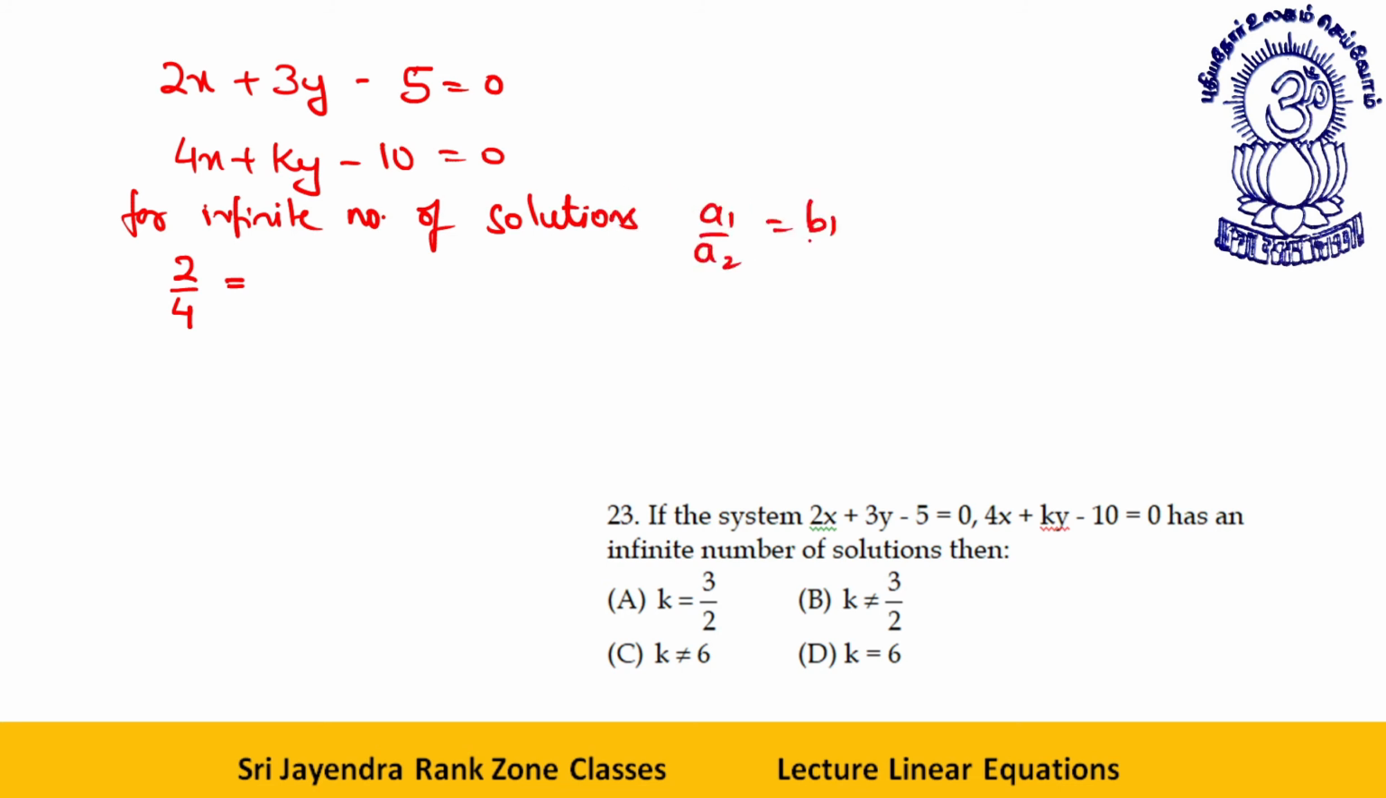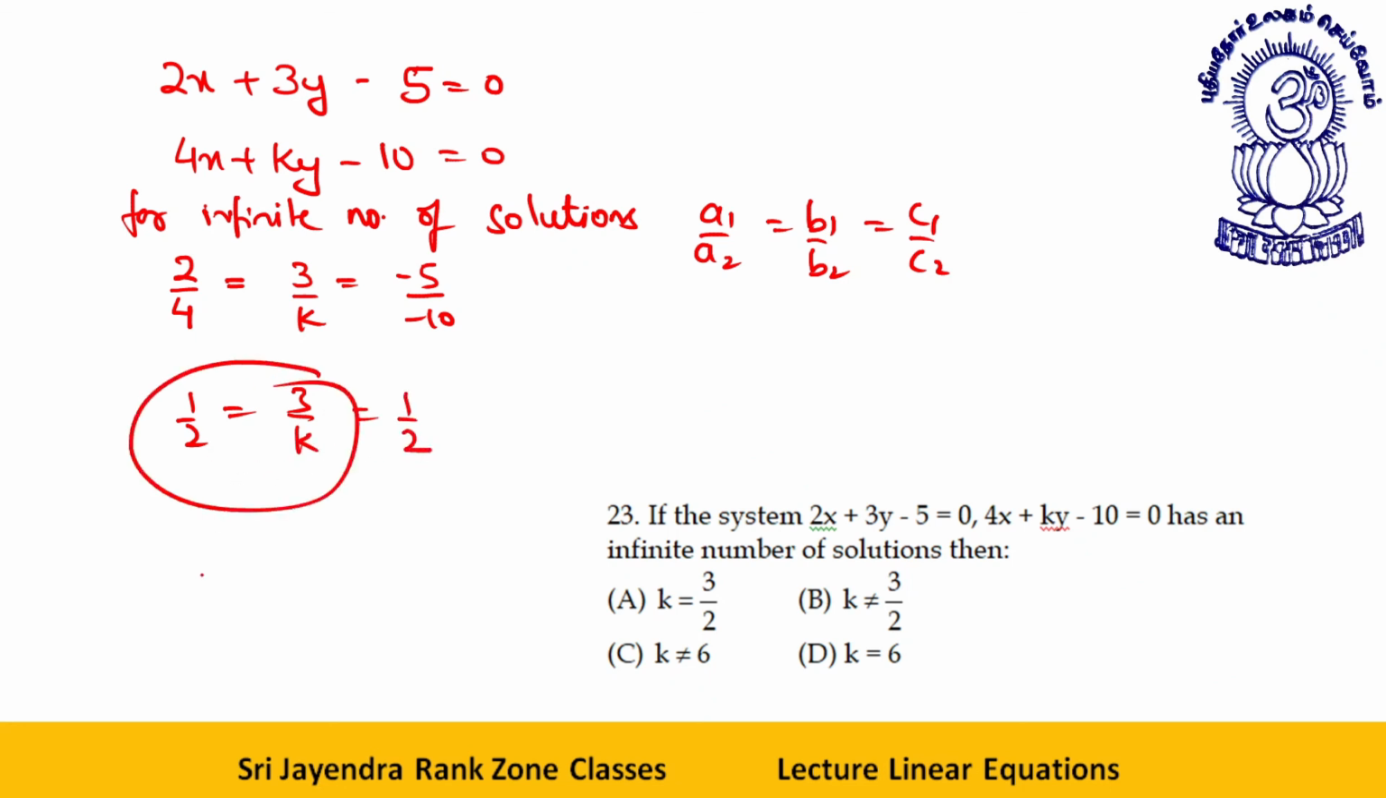A1 by A2 equal to B1 by B2 equal to C1 by C2, that is 2 by 4 is equal to 3 by k is equal to minus 5 by minus 10, or 5 by 10. Half is equal to 3 by k is equal to half. Both ways it is half, so you can take any one. From here I can say therefore k is equal to 2 into 3, that is 6. Option D is the answer.